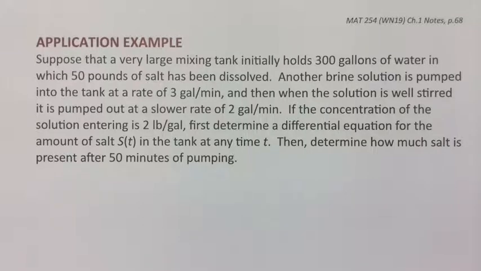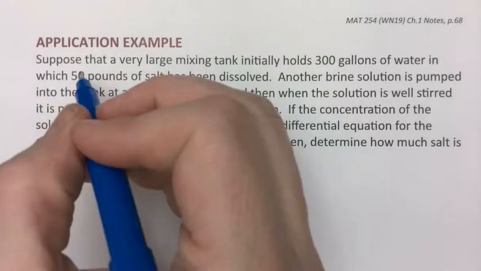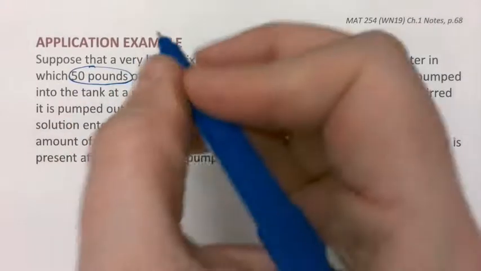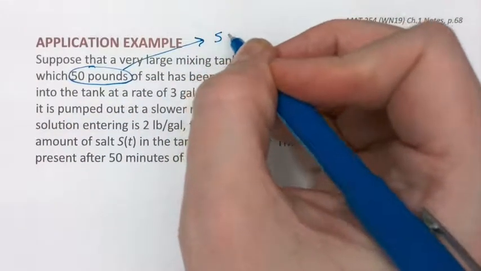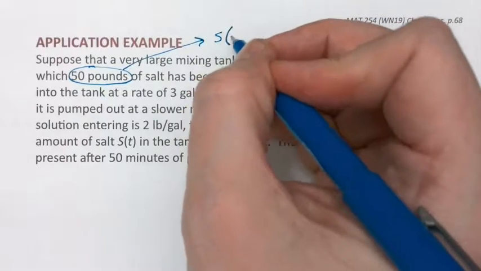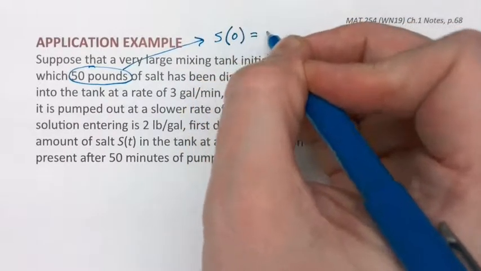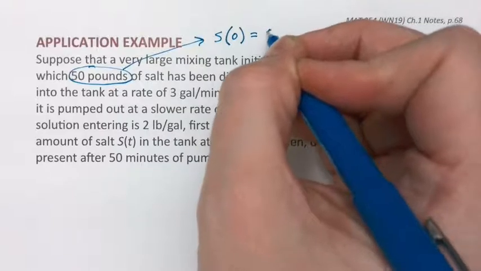It says we have a very large mixing tank. Initially holds 300 gallons of water in which 50 pounds of salt has been dissolved. So really what we're given here, this 50 pounds of salt, we can say right off the start that I'm going to use S for the variable for the amount of salt, and that's my S of 0 amount. So S of 0 is 50 pounds.